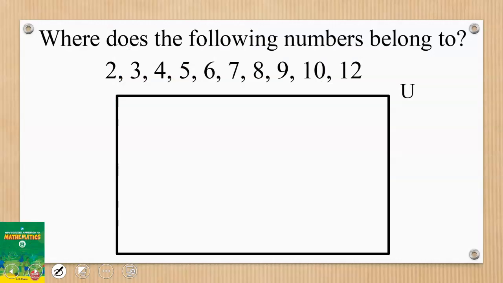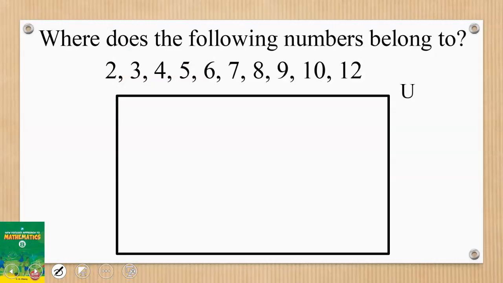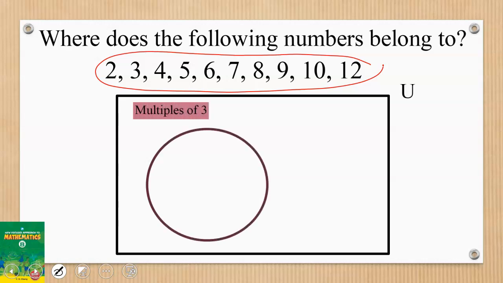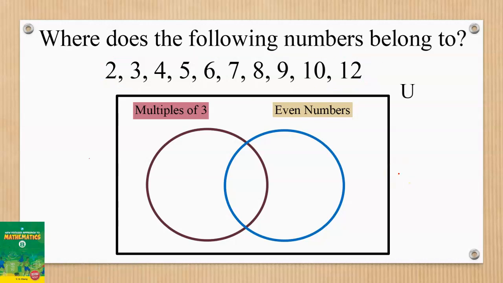Now, let's take this scenario. We have a universal set, which we call the rectangle, and the universal set means all the elements here can be found in this big set. Now let's have a subset called multiples of 3 and another subset called even numbers. Now what we want to do is put all these numbers into the various regions created here.